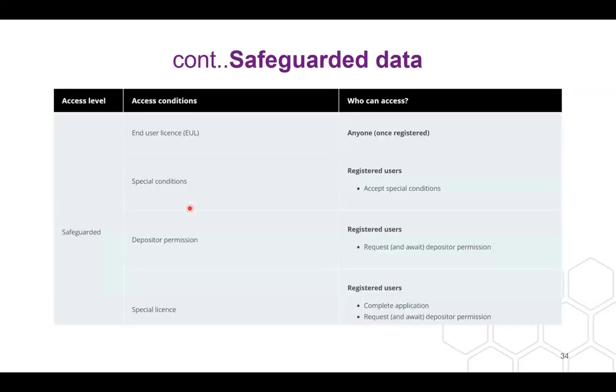Excellent. So we have seen so far safeguarded data, and we have seen that to access any type of safeguarded data, we need to be a registered user. So we have seen how to register and accept the end user license agreement, which applies to all safeguarded datasets. Let's now see each category, some examples. Let's start with the end user license.